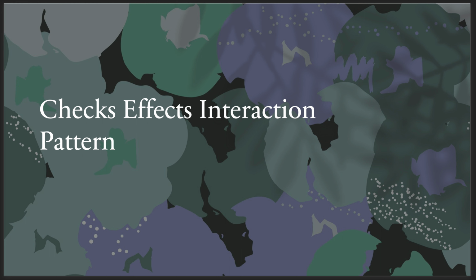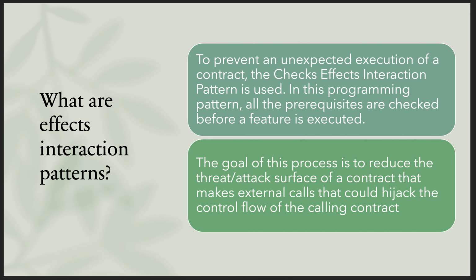The checks-effects-interactions pattern. This is really interesting because it is basically a technique to prevent unexpected execution of your contract. This is going to happen eventually at some point: they'll have an order of operations that ends up being in the wrong place, and something else happens. But if you use this process in your programming, you make sure that all of your prerequisites are checked off before a feature is executed.